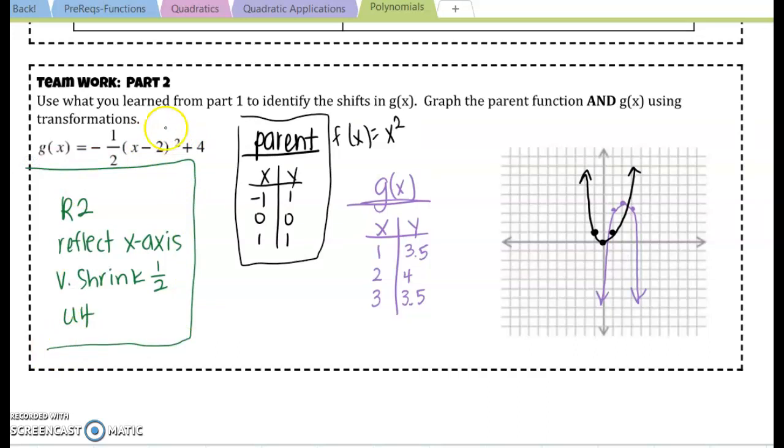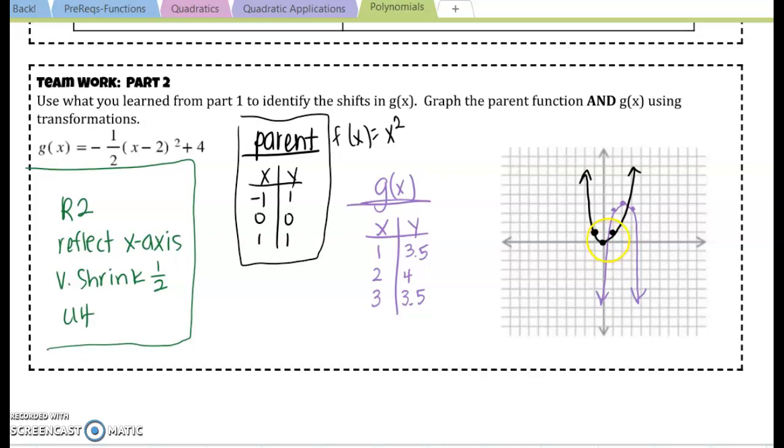I moved right 2 because it's a liar. I reflected in the x-axis, the negative out here. I had a vertical shrink of 1/2, and then I have an up 4. So to graph this, you'll notice that the directions say use transformations. A transformation is applying these shifts and transformations to the parent function. So you can do that a couple ways.